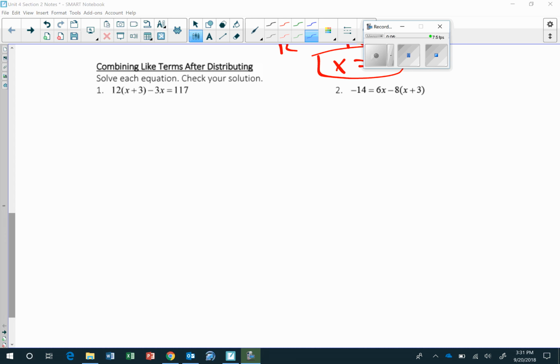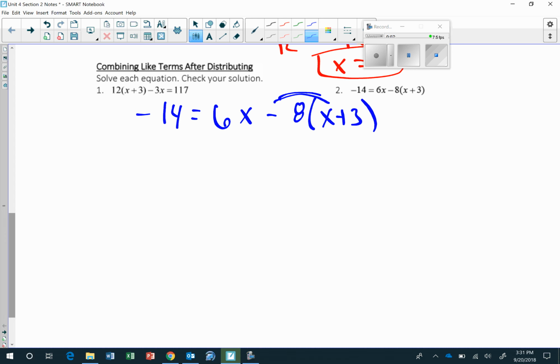All right, looking at number 2, again, I'm going to write it over this way just so I have some more room to work on it. So I have negative 14 equals 6x minus 8 times the quantity x plus 3. Again, distributing is my first step. So I'm going to distribute the negative 8 to both of these. So I'll have negative 14 equals 6x. I'm doing negative 8 times x, so I get minus 8x. I'm doing negative 8 times 3, so I'll get negative 24.